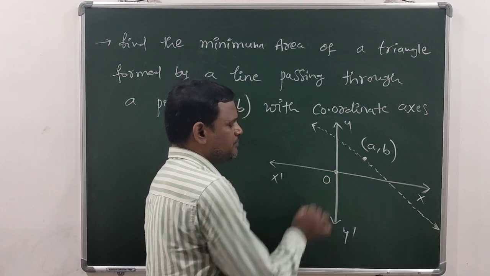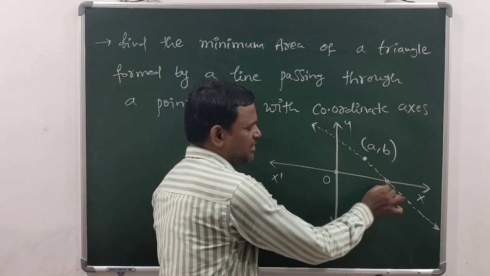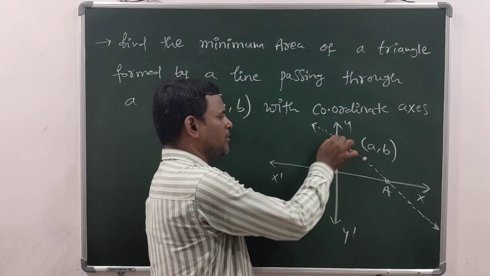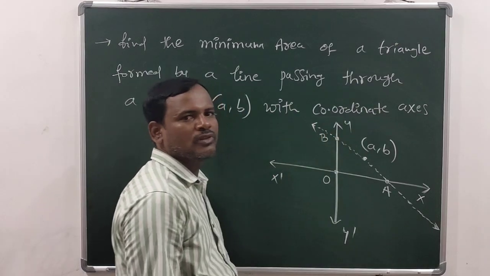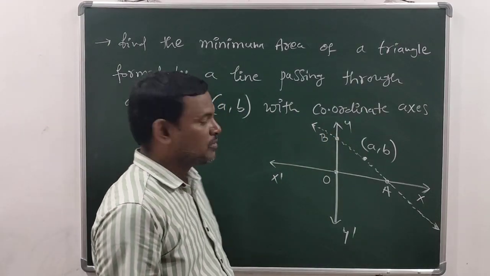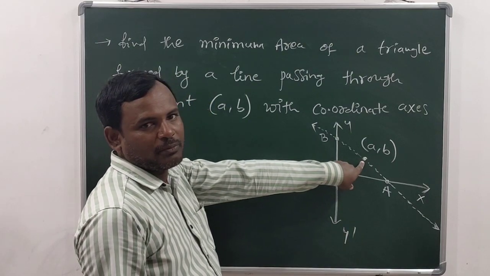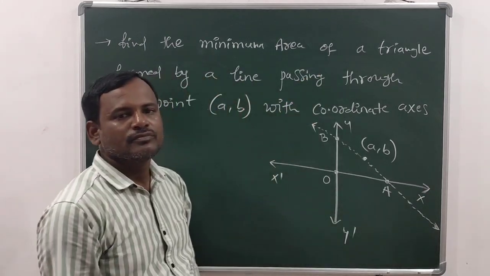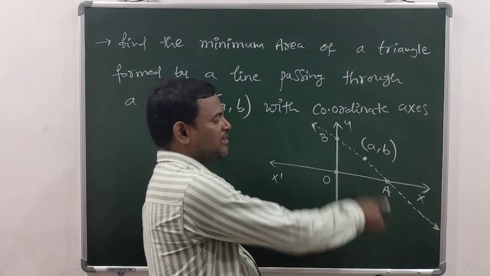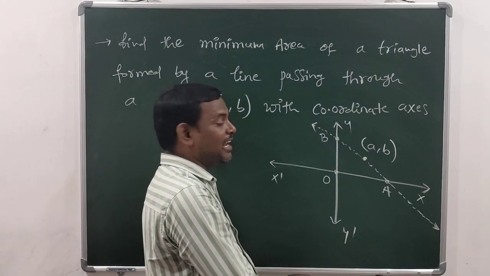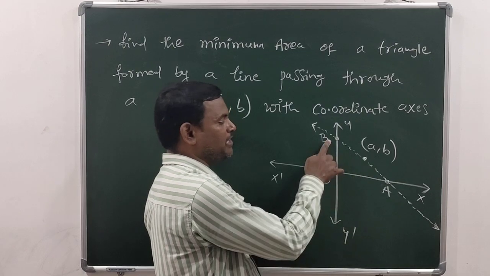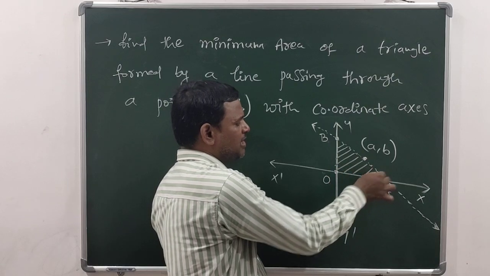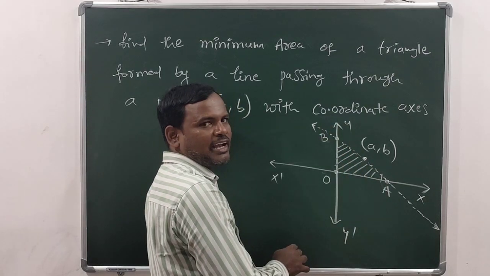Here this is origin. This line is intersecting x-axis here, let it be capital A. Now it is intersecting y-axis at one point, let it be capital B. Now about this point A comma B, rotate this line like this. Okay students, actually this line makes a triangle with coordinate axis, that is AOB in this figure. Here, this is the triangle formed by this line with coordinate axis.